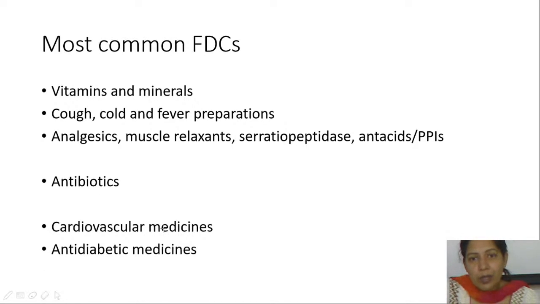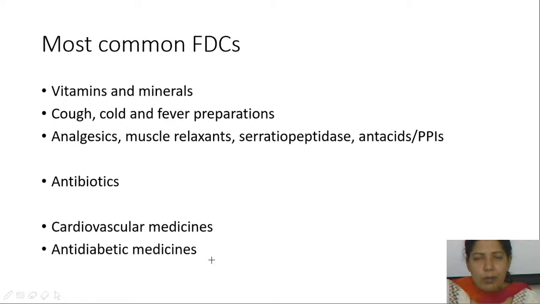Then cardiovascular medicines, for example, Polypill was some time back developed for secondary prophylaxis in cardiovascular patients for adverse cardiovascular events like MI. Then anti-diabetics are also commonly combined. Metformin is the most common drug, which is combined with other sulfonylureas like glibenclamide, glipizide, etc.